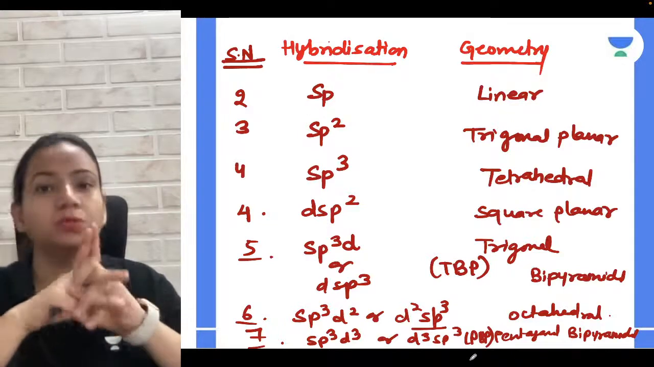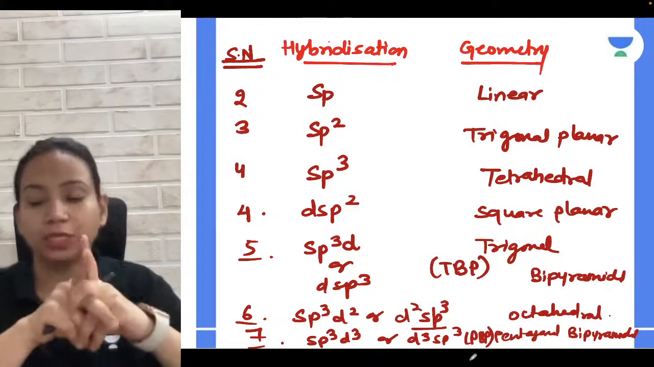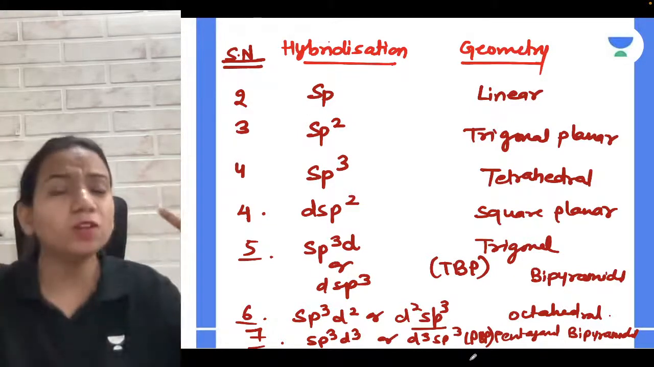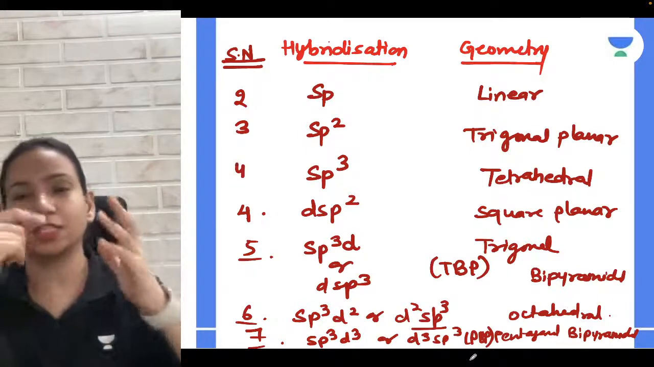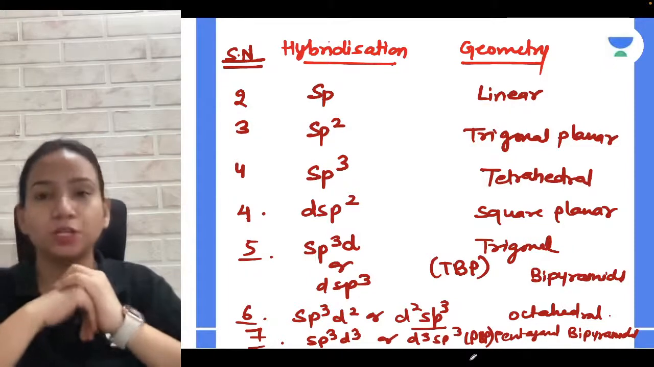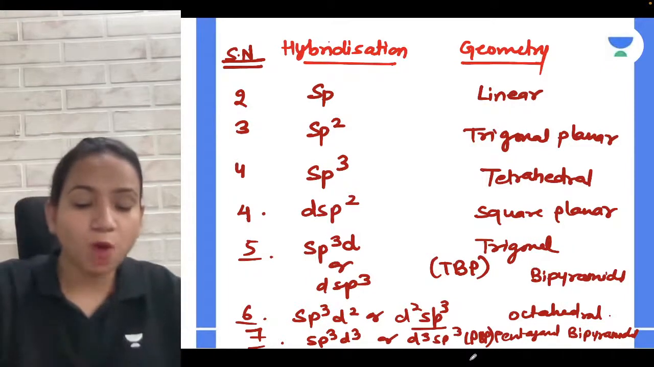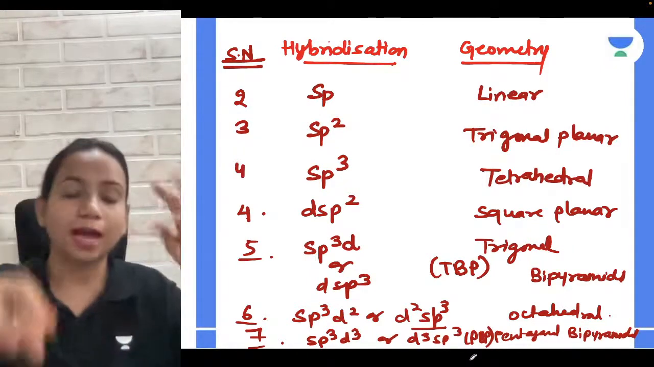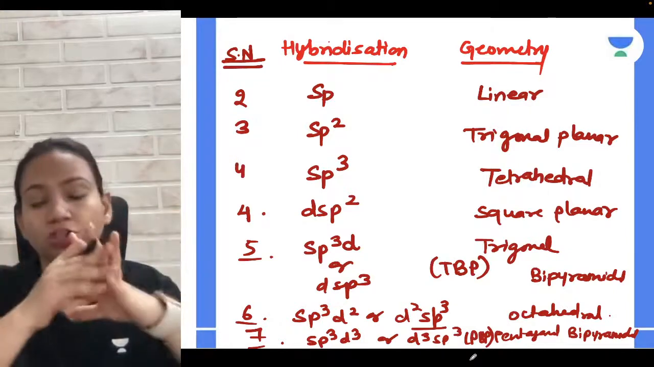Depending on the steric number and the hybridization, we can tell the geometry. But how we will find out the hybridization, that's the thing which VBT solved, and that's what we are going to learn. So guys, how to tell what will be the hybridization for any coordination complex?